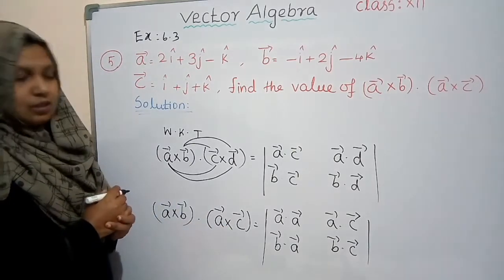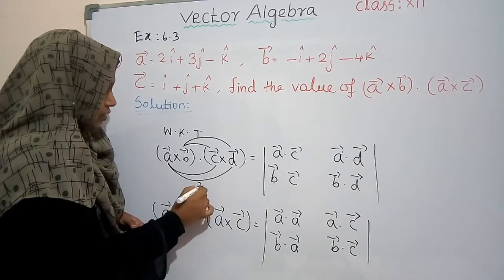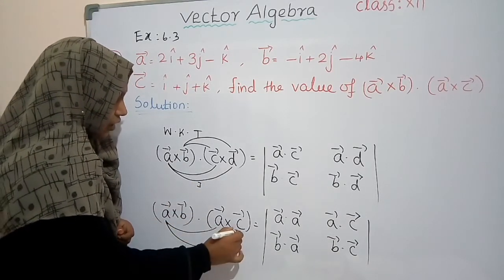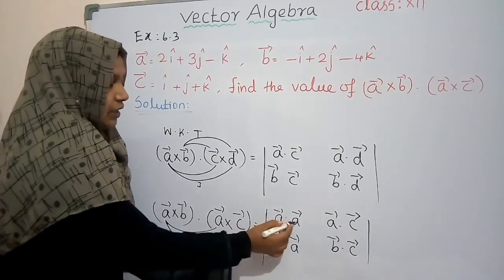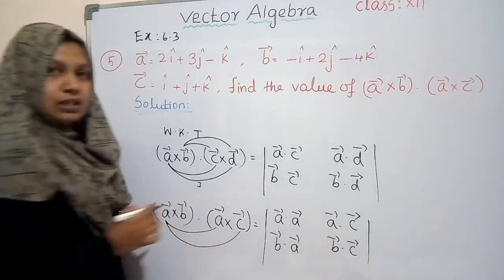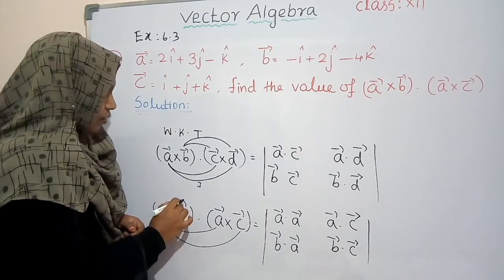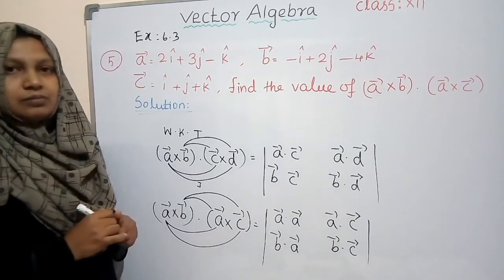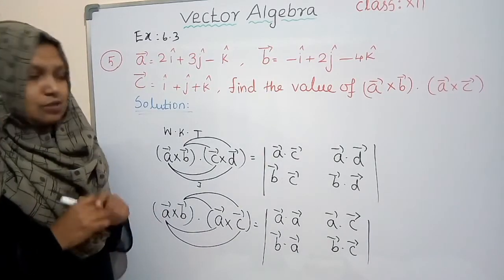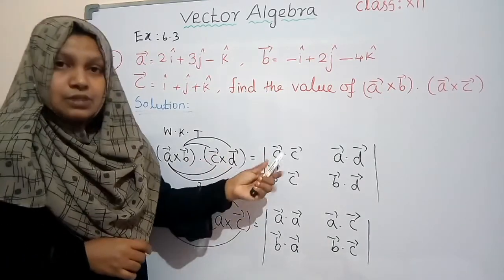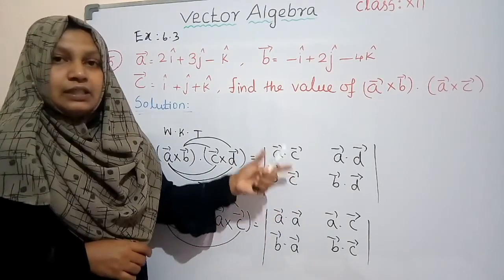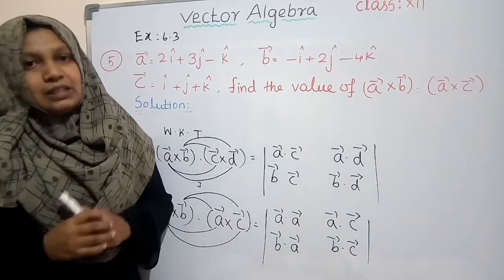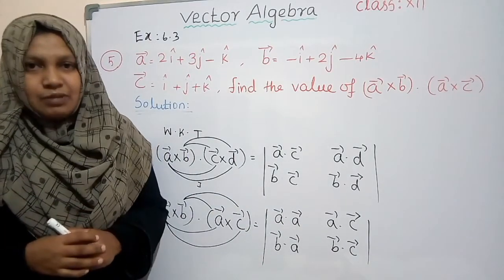So using this formula, our question I written here, A vector cross B vector dot A vector cross C vector. So similarly, first you should write this, that is A vector dot A vector and A vector dot C vector. After that, B vector dot A vector, B vector dot C vector. Understood? Okay. So we are going to use this determinant here. So find the dot product of these four values and then substitute in the determinant. After that, we can find the determinant value.